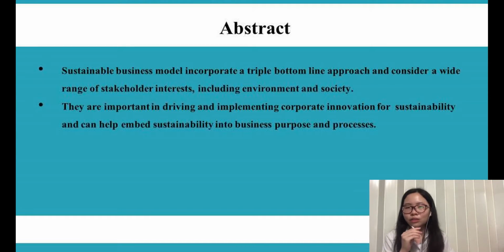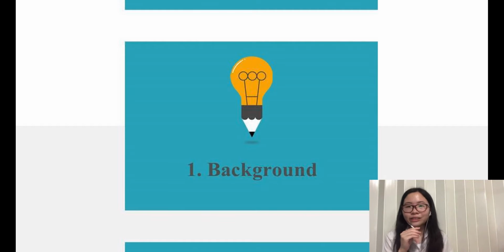Sustainable business models incorporate a triple bottom line approach and consider a wide range of stakeholder interests, including environment and society. They are important in driving and implementing corporate innovation for sustainability. It can help embed sustainability into business purpose and processes, and is a key to competitive advantage. And the next is background of sustainable business model.